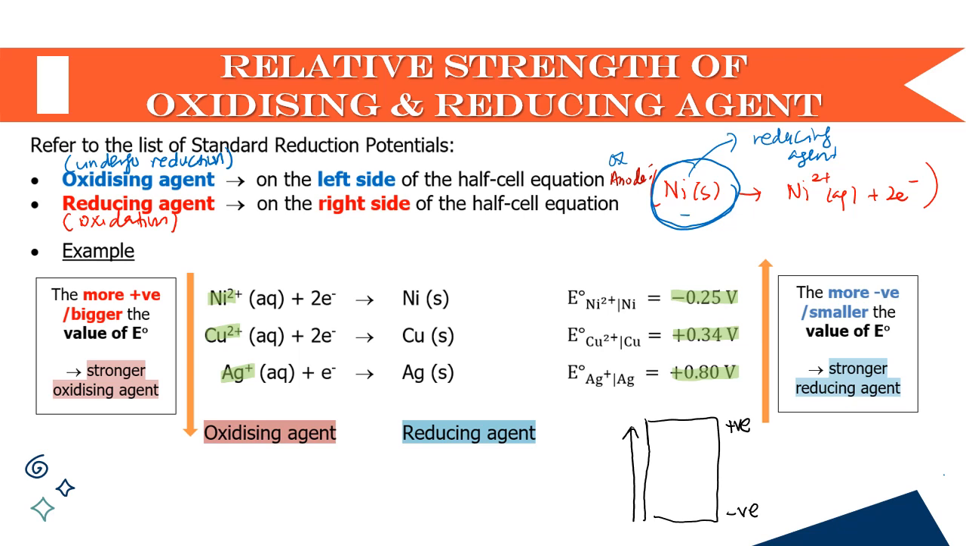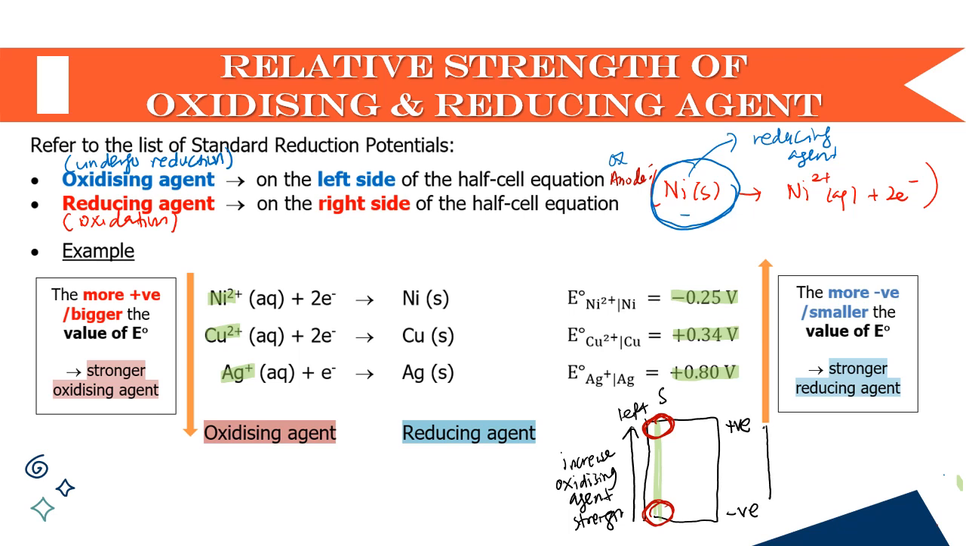Going upwards over here on the left hand side, you will have increasing oxidizing agent strength. Meaning, if it is located up over here, it is a very strong oxidizing agent, and down here is a very weak oxidizing agent. And it will be vice versa.